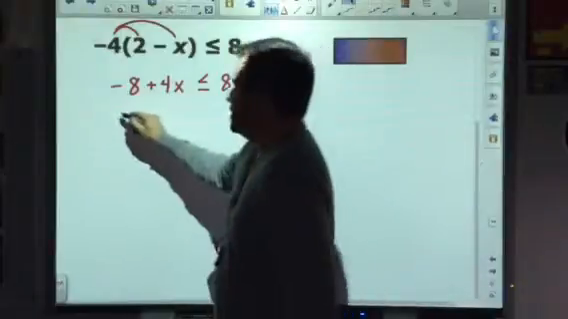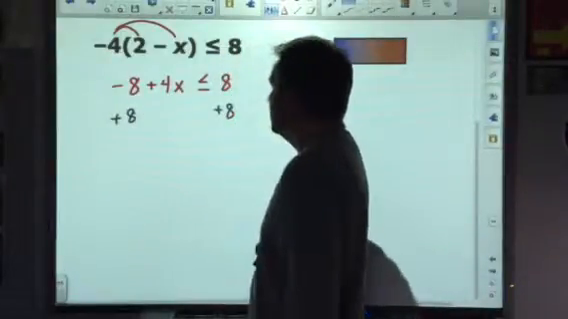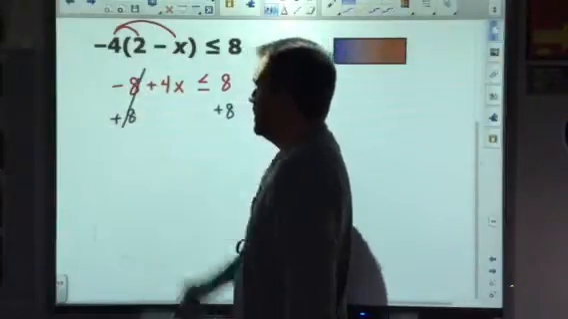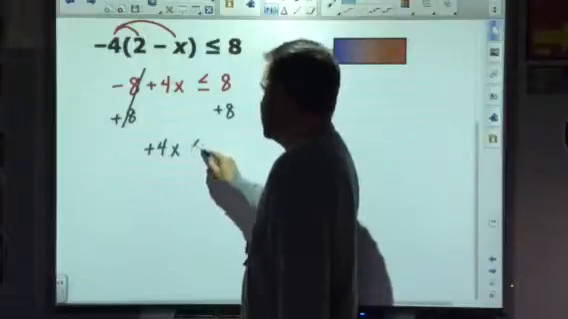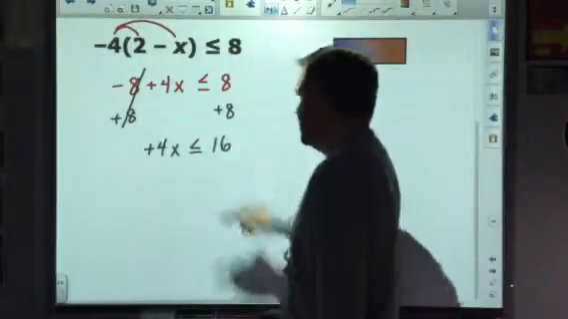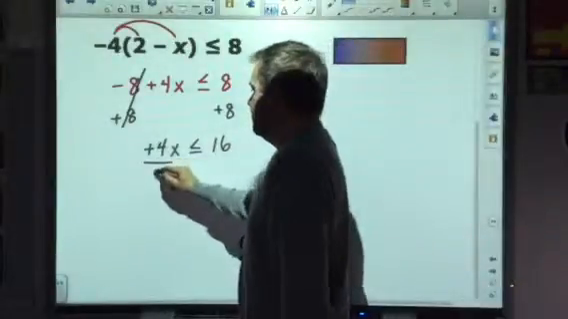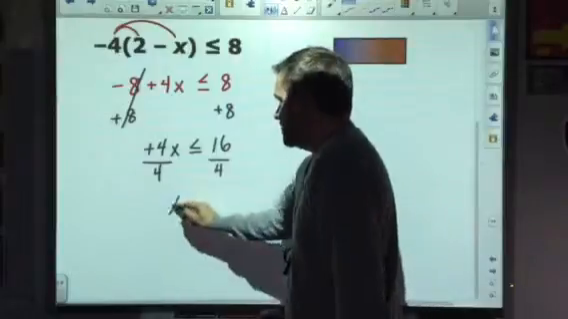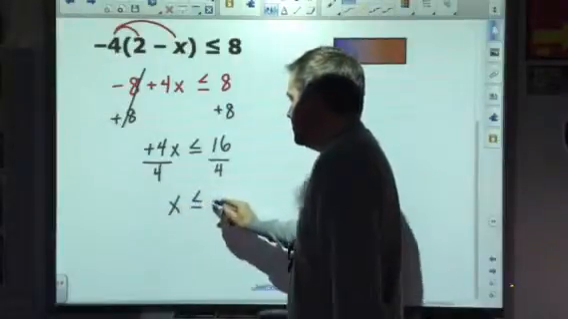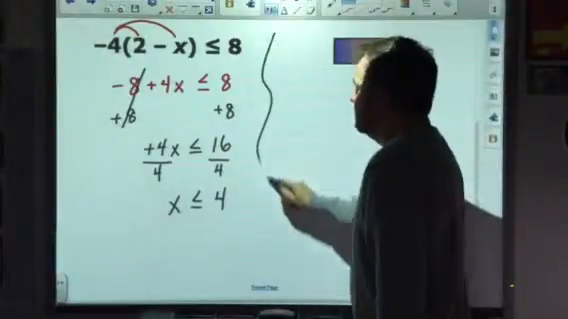Okay, the inverse operation is to add 8 to both sides. We did that, so these will cancel out. We have +4x is less than or equal to 16. We need to divide by 4 on both sides, and we're left with x is less than or equal to 4. Okay, that's one way to solve it.